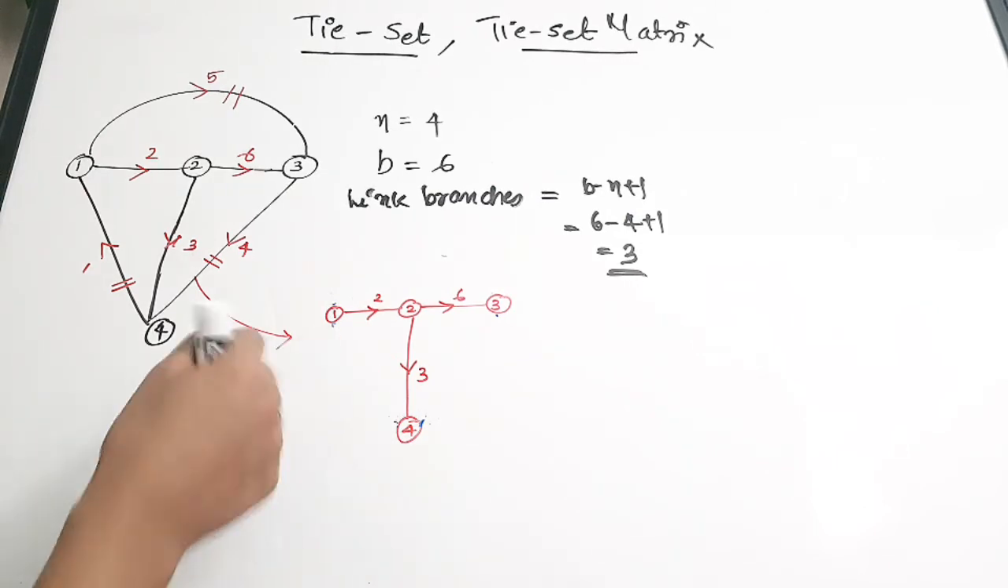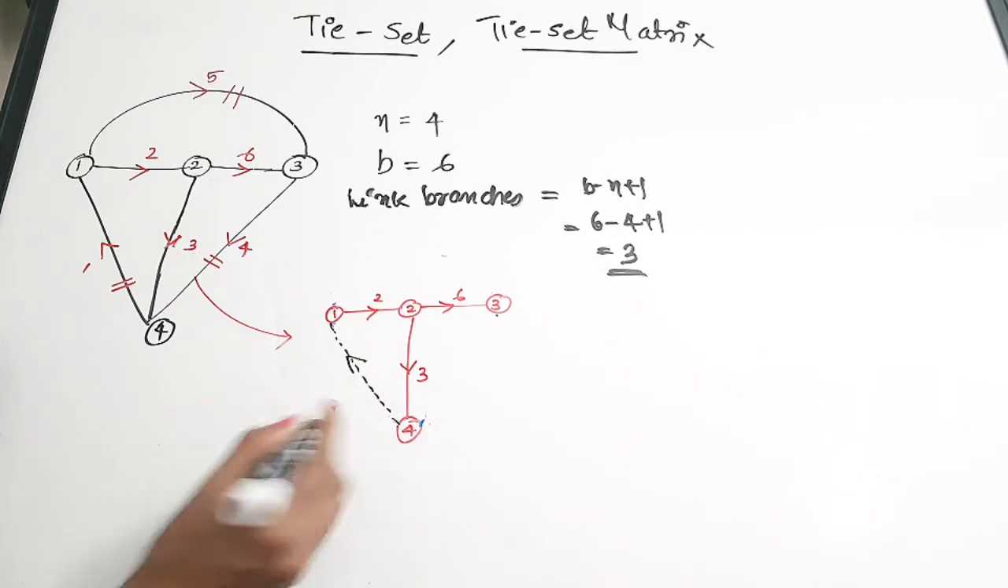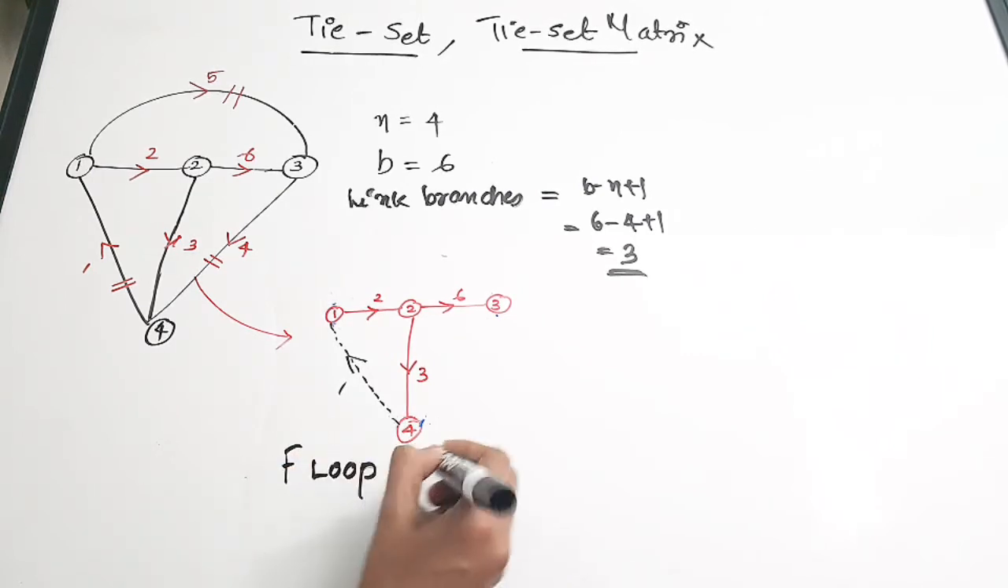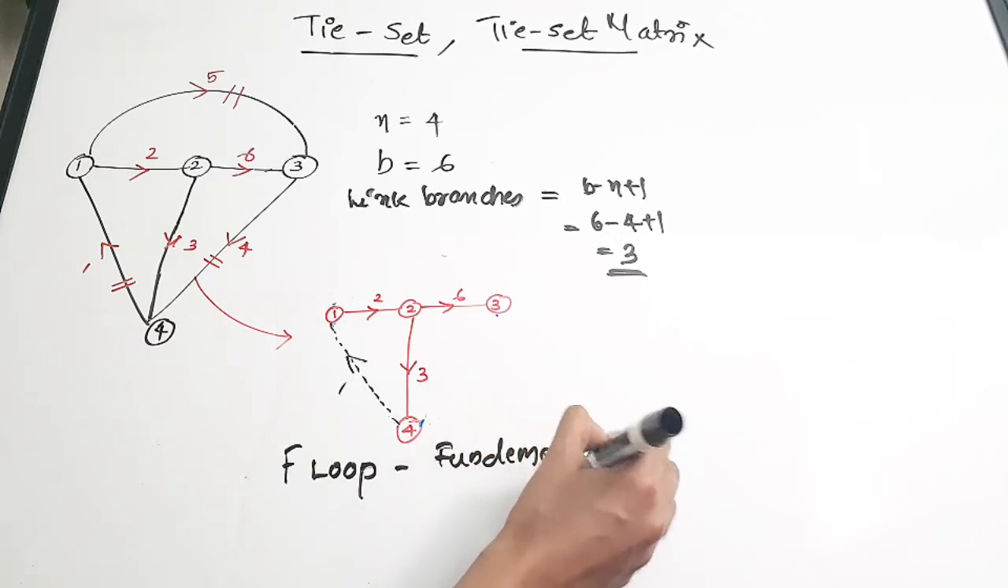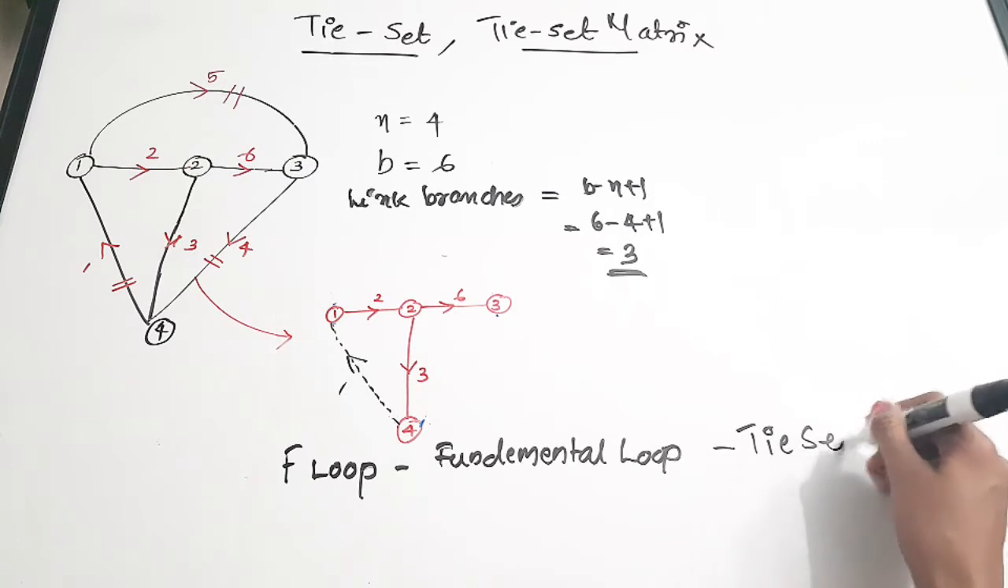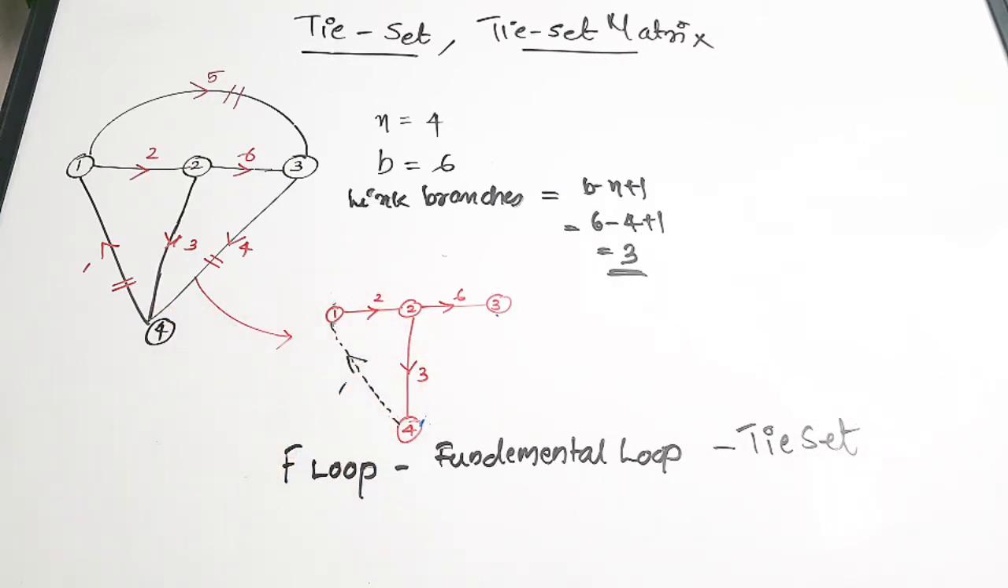Consider that I'm going to put back my link branch 1 to my tree, and hence I form a loop here. You can see when you put back the branch 1 into your tree, you will get a loop. Earlier, there was no loop in the tree because generally in trees, there won't be any closed loops or closed path. But when you put back any of the link branches to your tree, you'll get a closed path. And this type of loop, which we form by putting back any one link branch, is called an F loop or a fundamental loop, and it can be called a tie set. That is, your link branch with the loop is called a tie set. And this is called a fundamental loop.